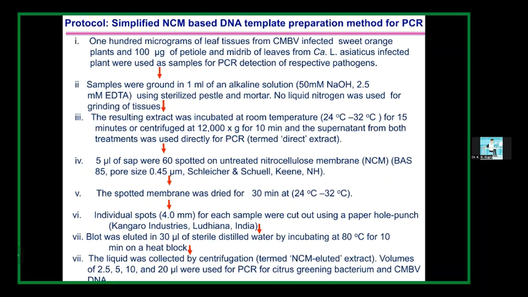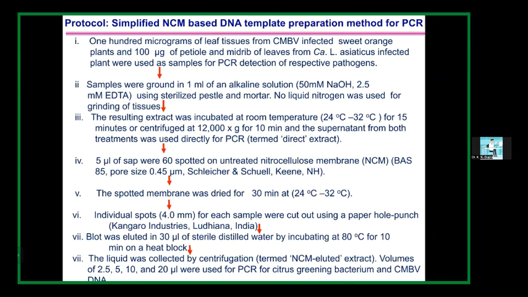Then 5 ml of sap was spotted on untreated nitrocellulose membrane, NCM, of 0.45 micron pore size. The spotted membrane was dried for 30 minutes. Then individual spots of 4.0 mm for each sample were cut out using a paper hole punch. Then the DNA was eluted in 30 ml of sterile distilled water by incubating at 80 degrees centigrade for 10 minutes.